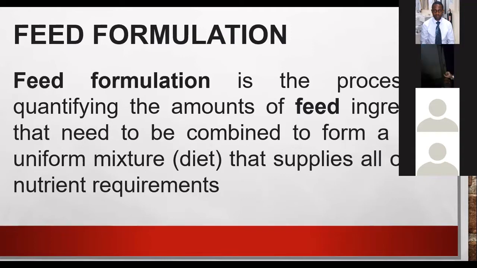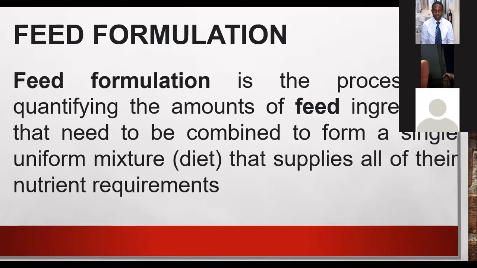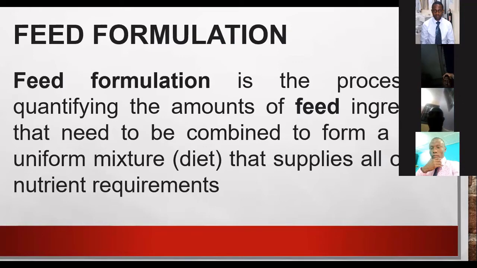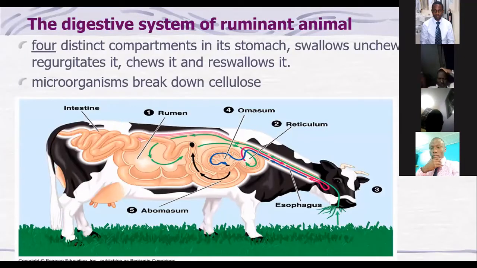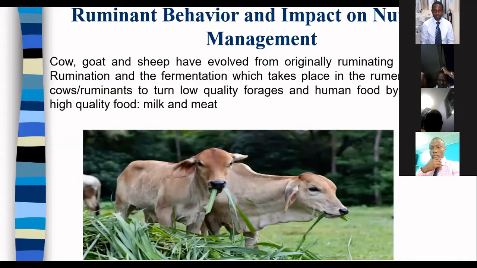Ruminant behavior and its impacts on nutrition management. Next slide. Ruminants are originally ruminating prey animals. Rumination and the fermentation which take place turn low quality human food byproducts into high quality food, that is, milk and meat. Let me try and explain this.